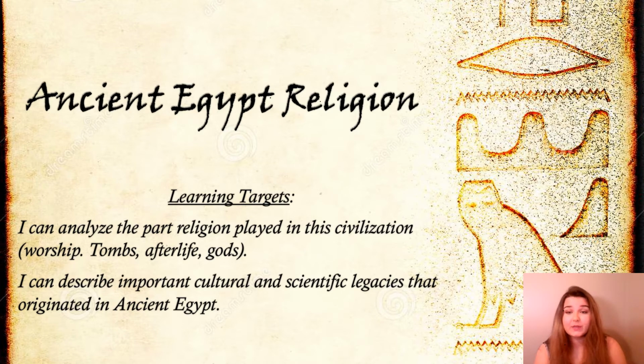The learning targets for this lesson are as follows. I can analyze the different parts religion played in Egyptian civilization and be able to describe the important cultural and scientific legacies that originate in ancient Egypt.